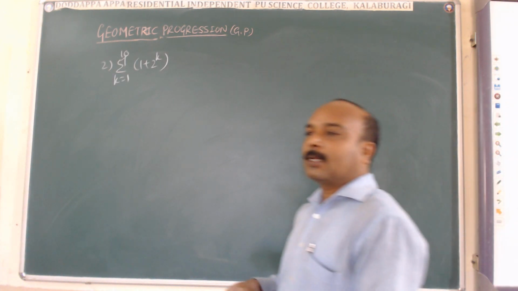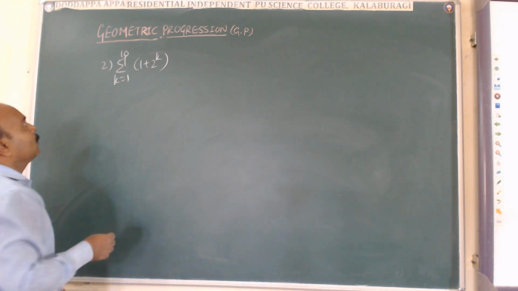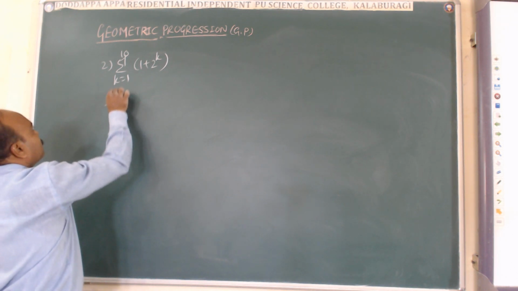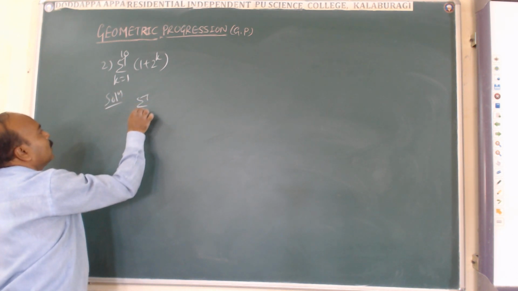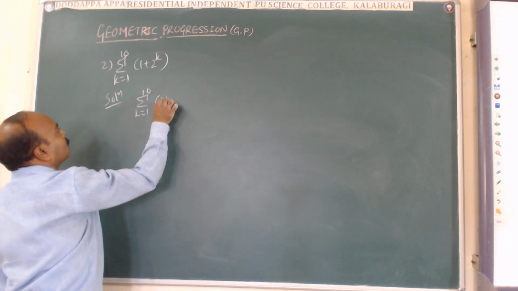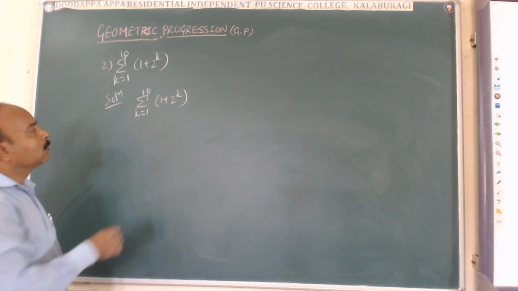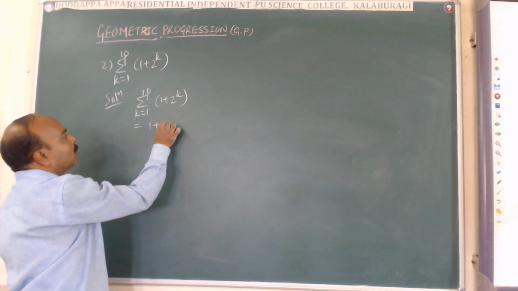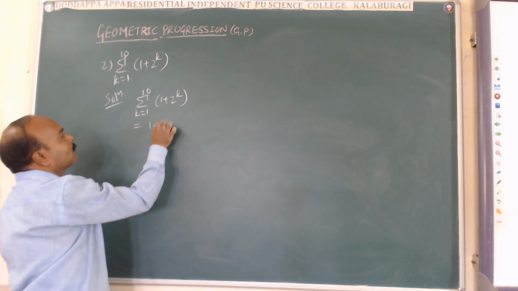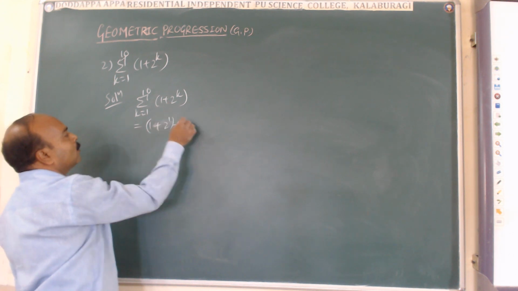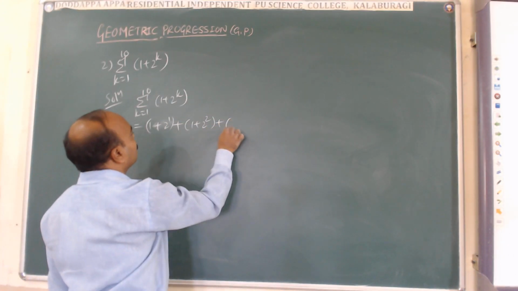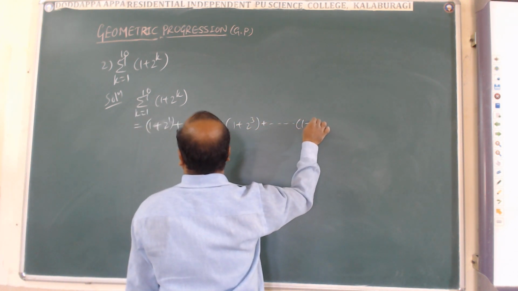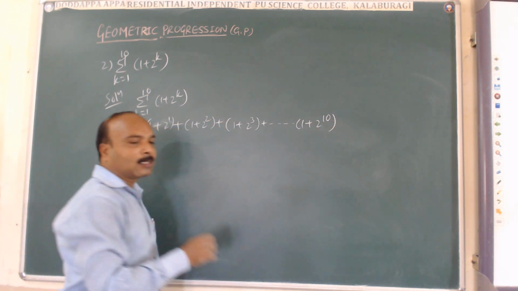Similar to this, we go for another example, that is sigma k equal to 1 to 10 of 1 plus 2 raised to k. So sigma k equal to 1 to 10, 1 plus 2 power k. Now the k value is taken from 1 to 10, and it is written like this: for k equal to 1, the first term is 1 plus 2 raised to 1, k equal to 2 gives 1 plus 2 raised to 2, k equal to 3 gives 1 plus 2 raised to 3, and so on, the last term is 1 plus 2 raised to 10. You write it like this.